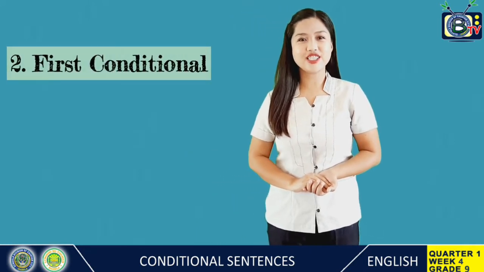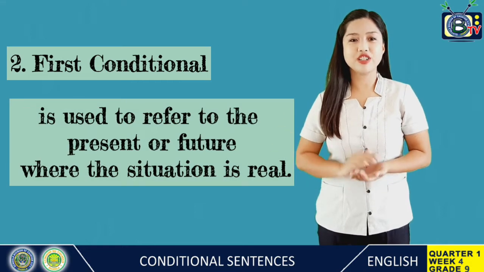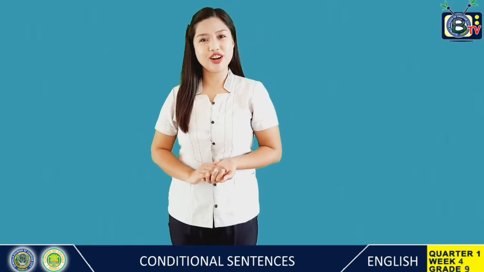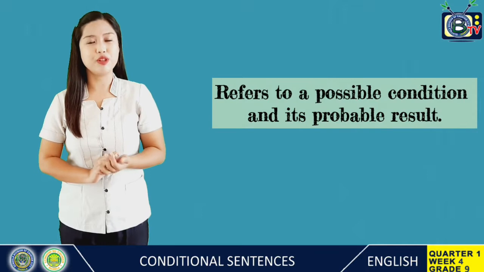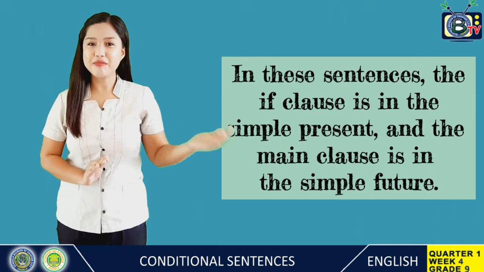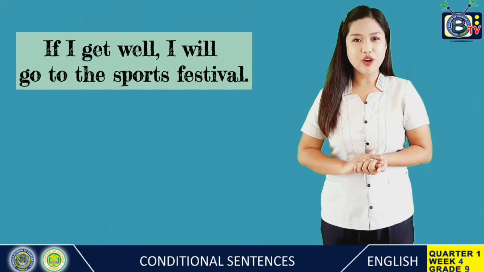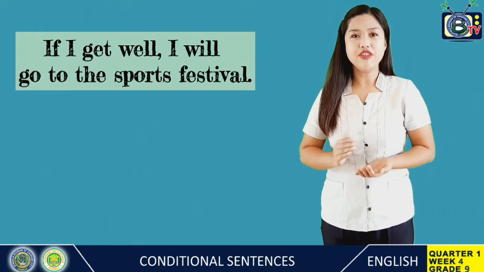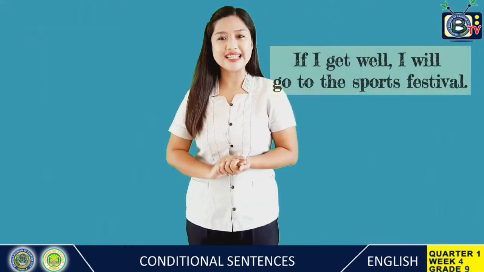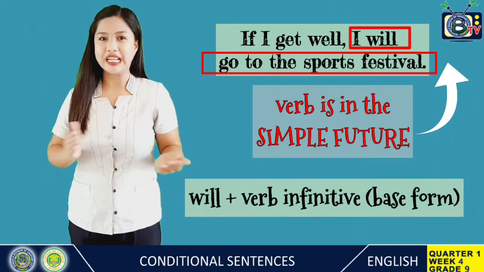The second one is the first conditional. The first conditional is used to refer to present or future where the situation is real. The first conditional refers to a possible condition and its probable result. In these sentences, the if clause is in the simple present and the main clause is in the simple future. If I get well, I will go to the sports festival. If plus the verb in the if clause is in the simple present, and the verb in the main clause is in the simple future. Will plus verb in its infinitive form or base form.